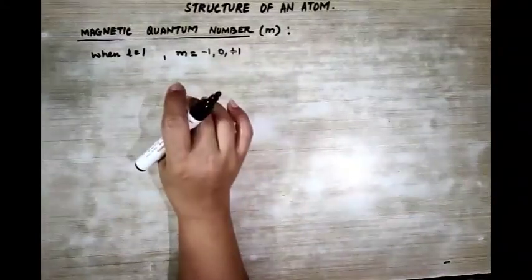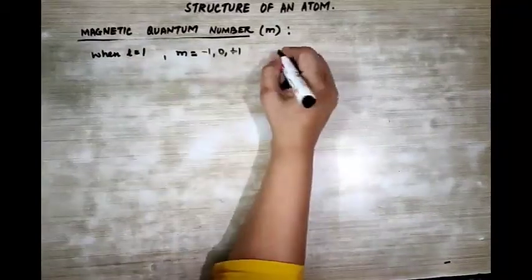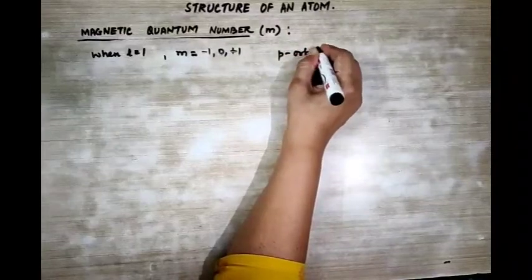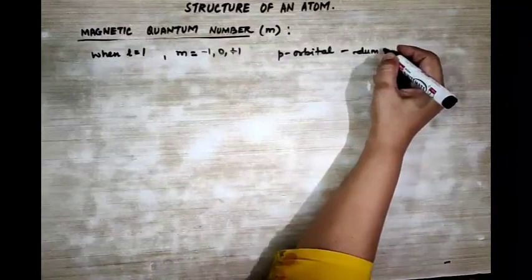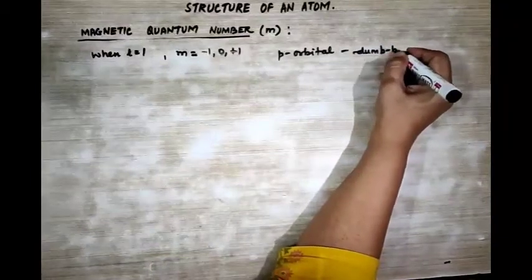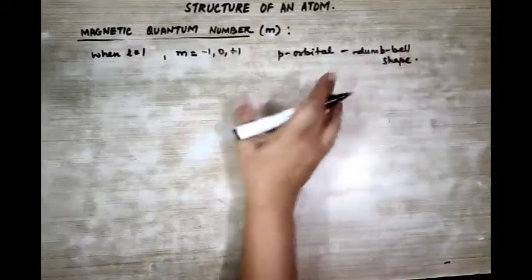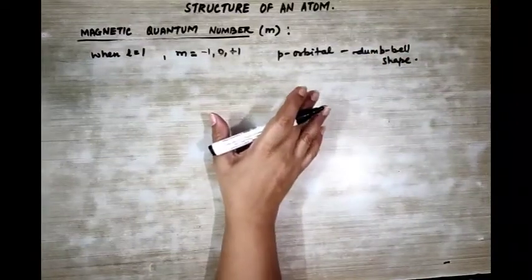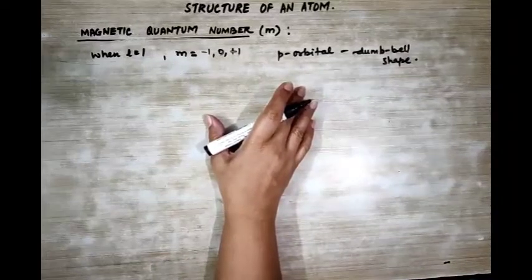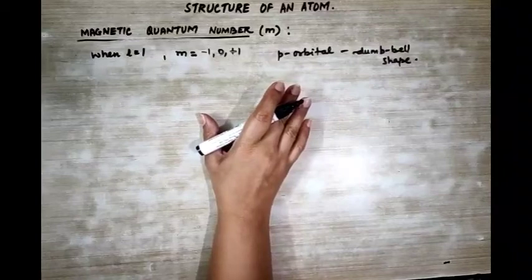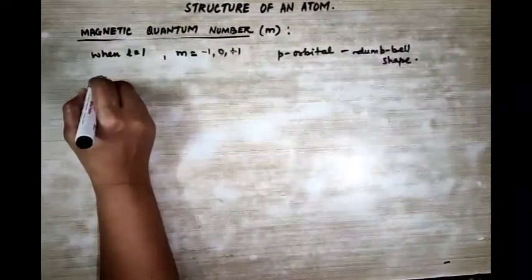So each p orbital is always, we are talking about the p orbital, and the shape of the p orbital is a dumbbell shape. Okay, it is of a dumbbell shape. I'll explain it to you just now. So each one is symmetrical along the three axes, and it always has a directional character. So I'll show it to you just now. So let me write it down over here.